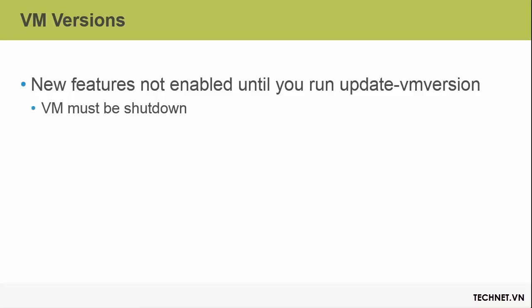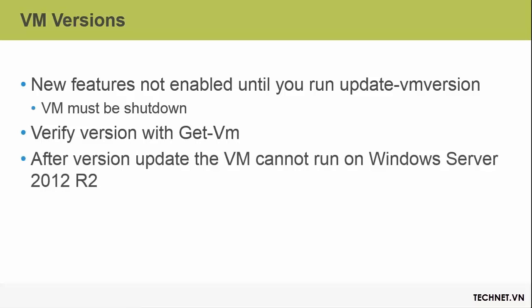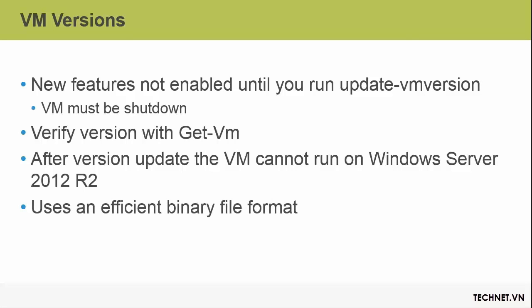New features such as production checkpoints aren't enabled until you update the virtual machine version. When you run the update-vmversion commandlet, the virtual machine must be shut down. We can verify the version, as we know, using the get-vm commandlet. When you update the version of a virtual machine, after that's been done, it's not reversible, and the virtual machine cannot run on Windows Server 2012 R2 hypervisors. The new version of a virtual machine also uses an efficient binary file format for the virtual machine configuration file.